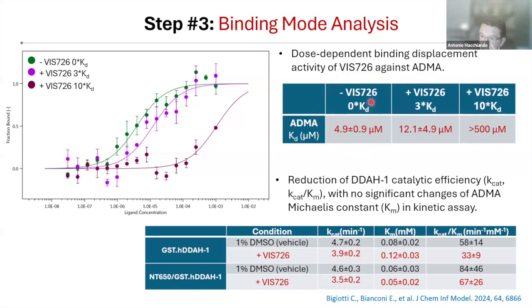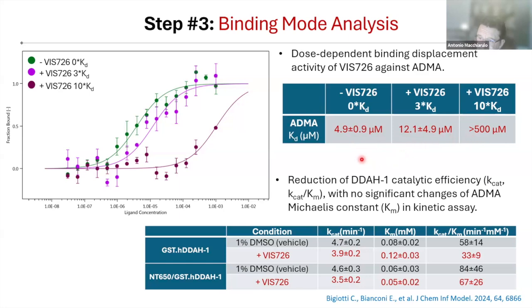Here we can see that in the absence of compound 726, the substrate is able to interact with the DDH1, producing a KD value of 4.9 micromolar. And then in the presence of increasing concentrations of the inhibitors, we can see that the substrate loses the ability to interact with the enzyme, suggesting that there is a competition between purpurogallin and ADMA, and thus confirming that the binding site of these compounds is located in the catalytic site of the enzyme.